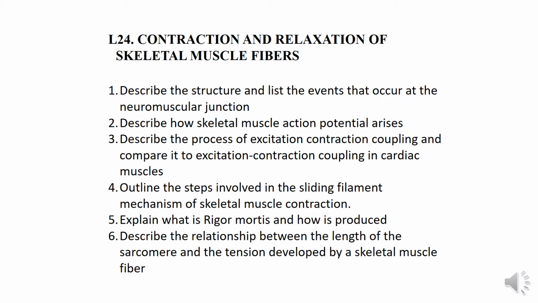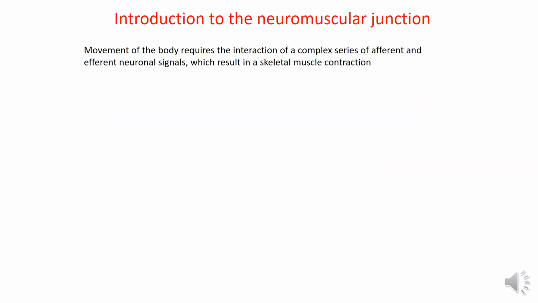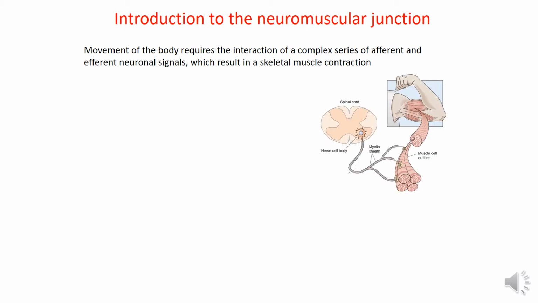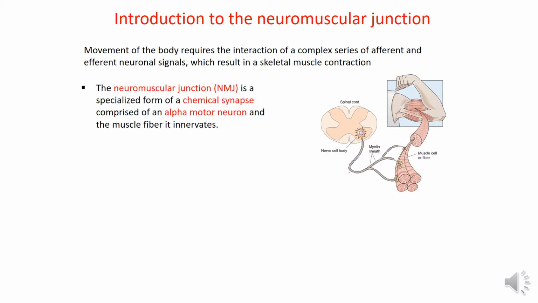We will start with the introduction to the neuromuscular junction. Skeletal muscles are innervated by somatic efferent neurons. Stimulation of these anterior horn cells in the spinal cord produces nerve impulses. These nerve impulses will be conducted through A-alpha nerve fibers to the muscle to produce skeletal muscle contraction.